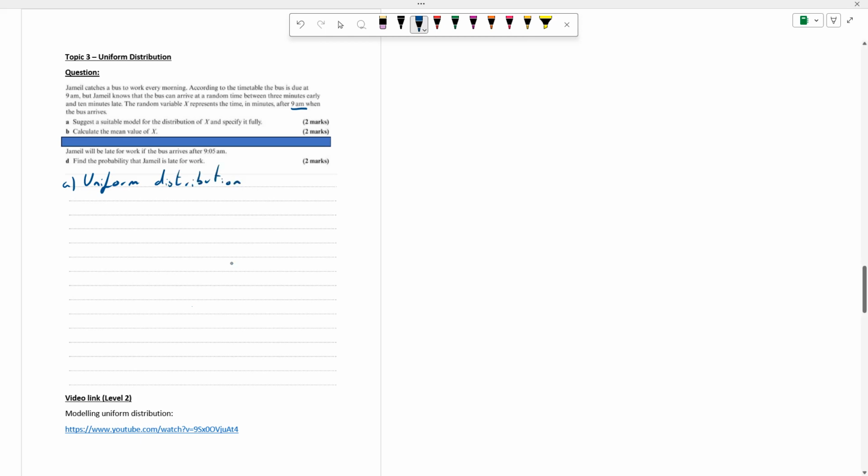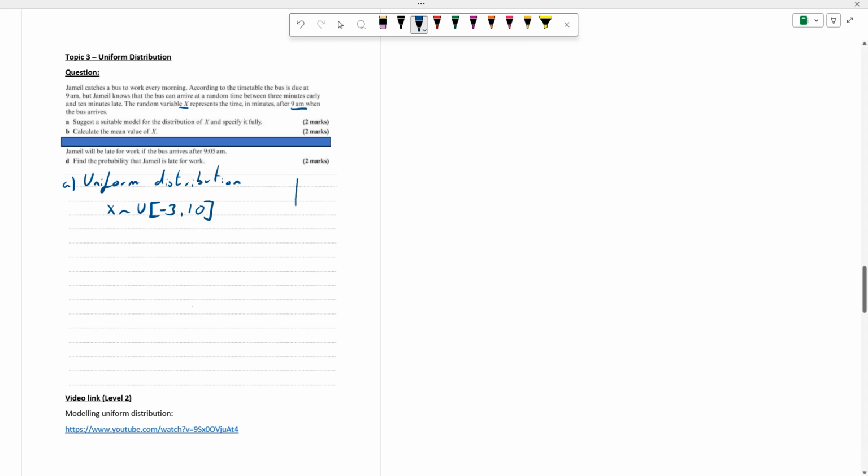So I can say it represents x, so it's already defined it for me. I now need its two parameters. So it's the number of minutes after 9 a.m. If it was 10 minutes late, that's 10 minutes afterwards. But if it's 3 minutes early, that's -3. Now you can have negative numbers, and that's fine. Don't force yourself to not have a negative number.